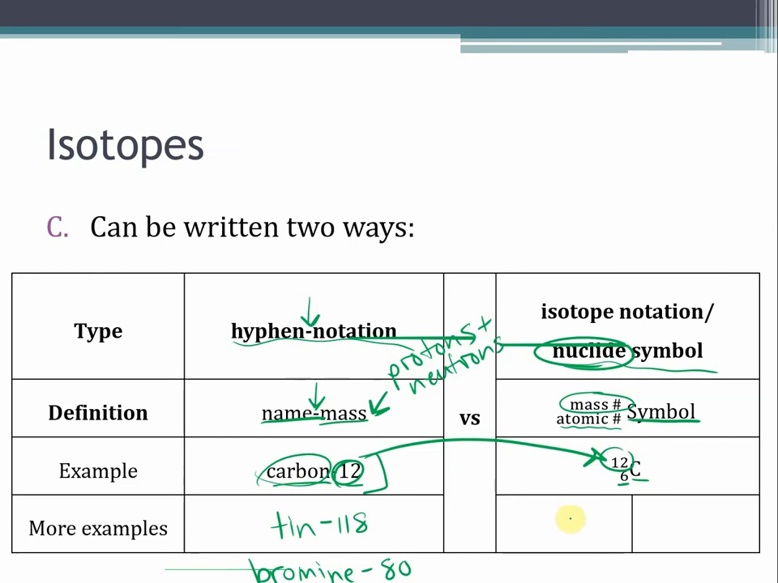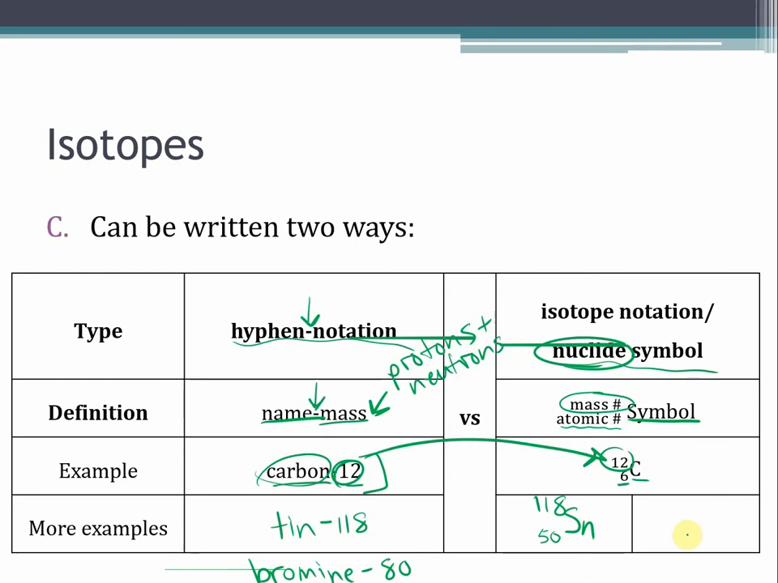If we were going to do this for tin, the symbol for tin is Sn. A little weird, but it is what it is. The mass number goes on top. The bigger number goes on top. And then if you go look on your periodic table, find the square for tin, it will have the atomic number of 50. So every tin atom ever has 50 protons.